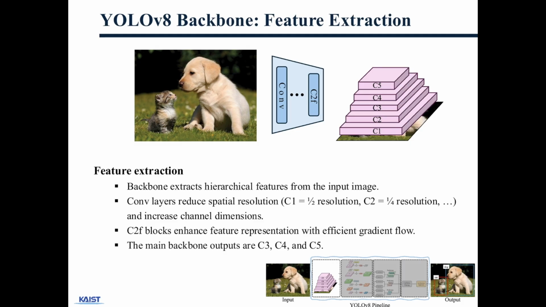So the backbone does not directly produce the final boxes. Instead, it prepares multi-level visual features that the later parts of the detector can use.